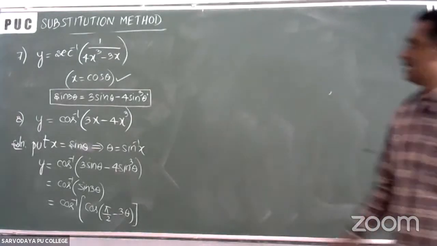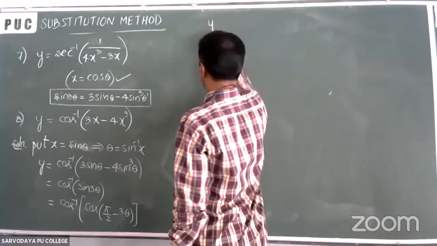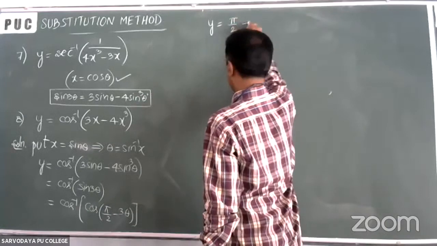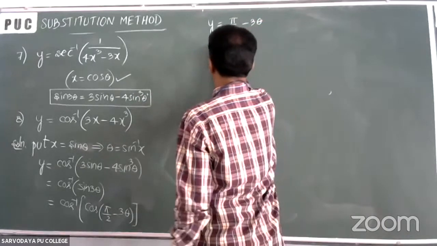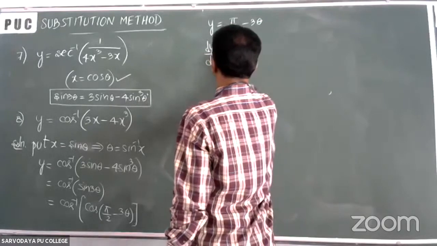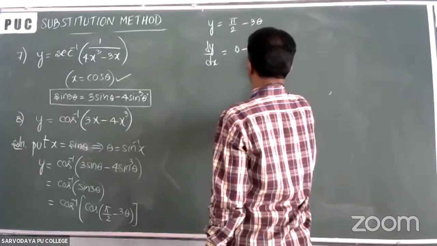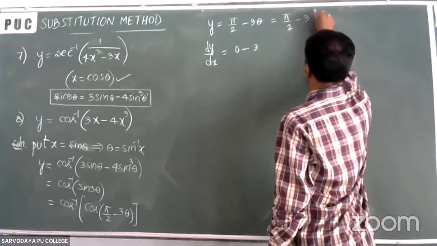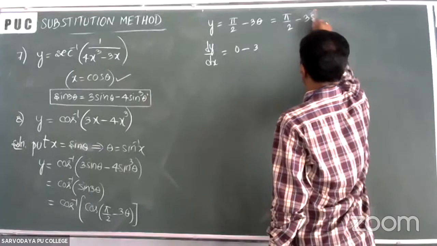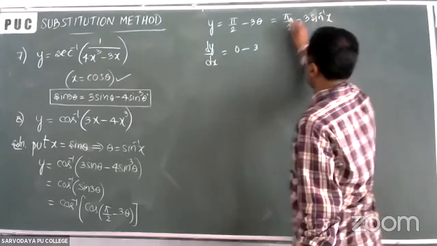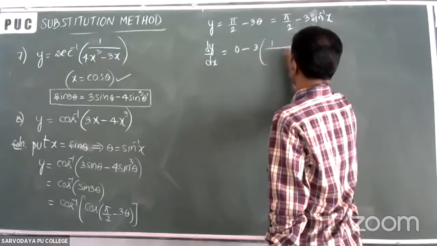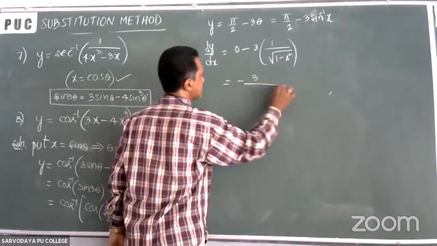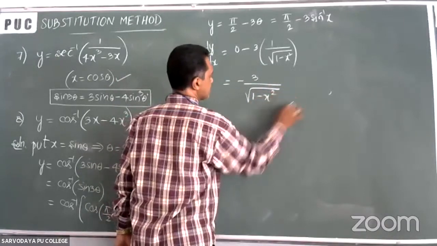Fine, okay? So y is equal to cos inverse of cos theta, which is pi by 2 minus 3 theta. dy by dx is equal to pi by 2, that is 0, minus 3 into theta, and theta is sin inverse x. So pi by 2 gives 0, minus 3 into the derivative of sin inverse of x, which is 1 by root of 1 minus x square. So the final simplified answer is minus 3 divided by root of 1 minus x square.